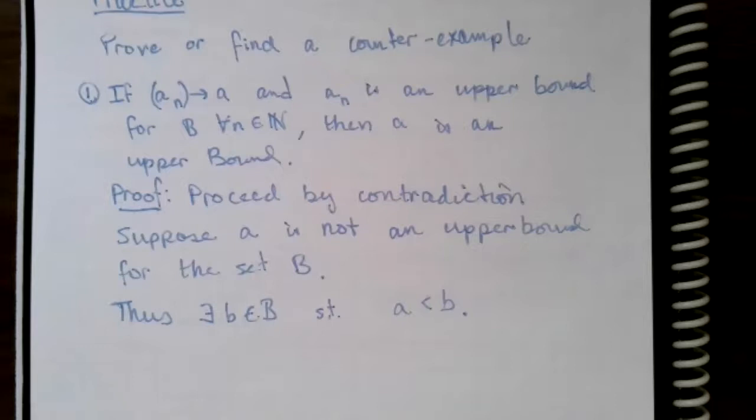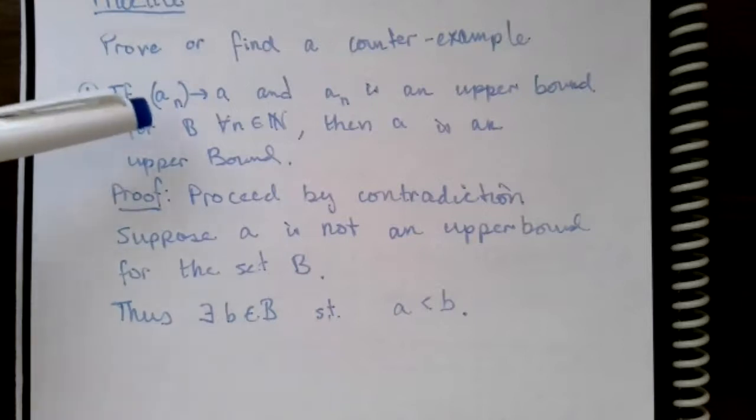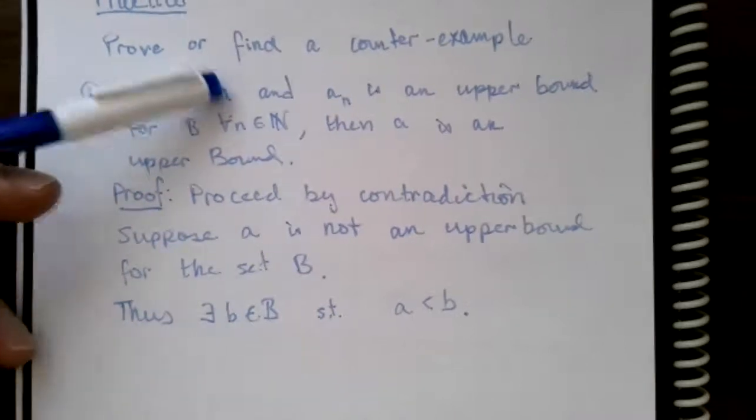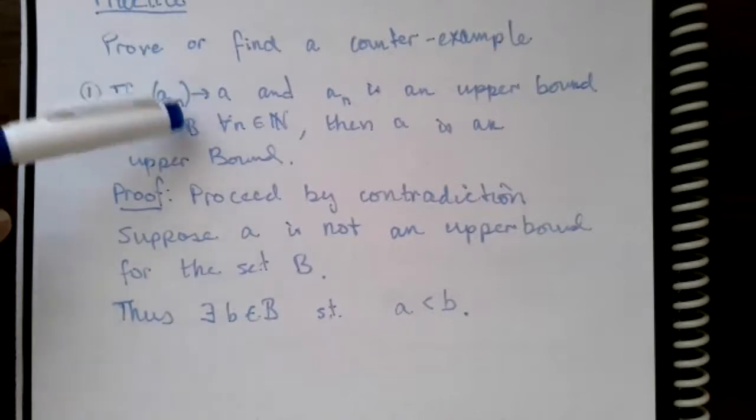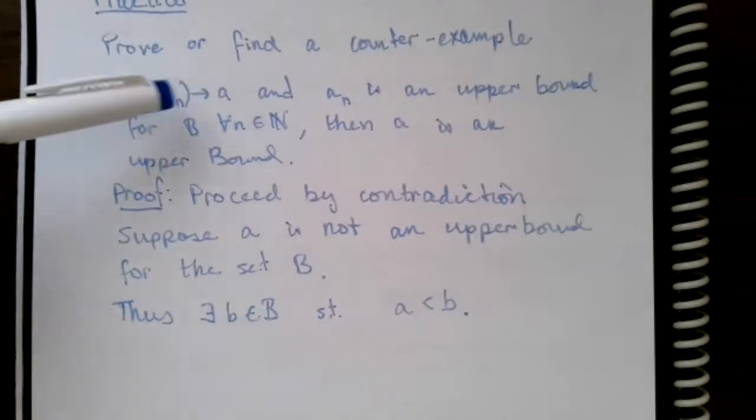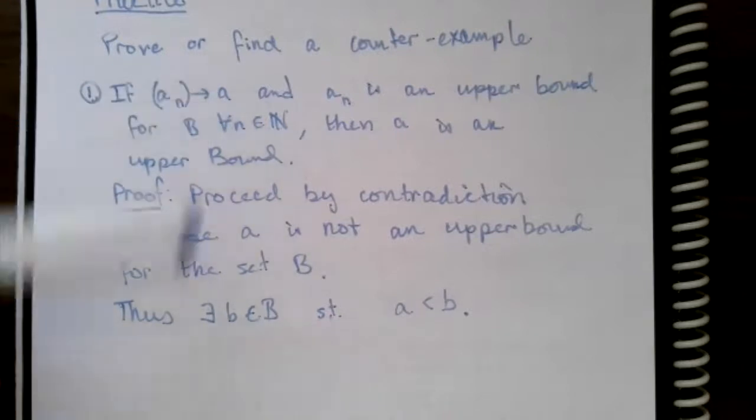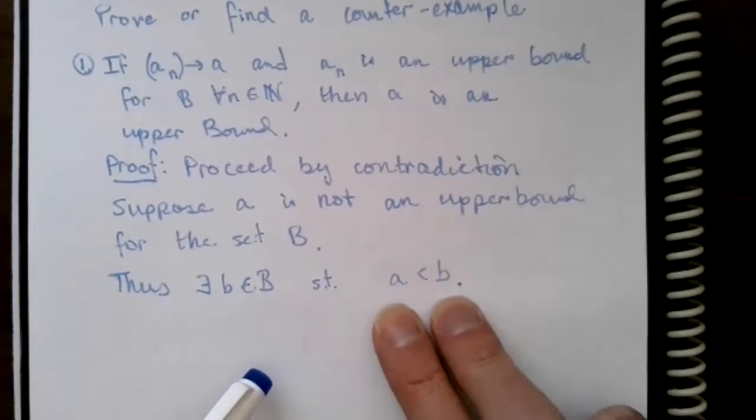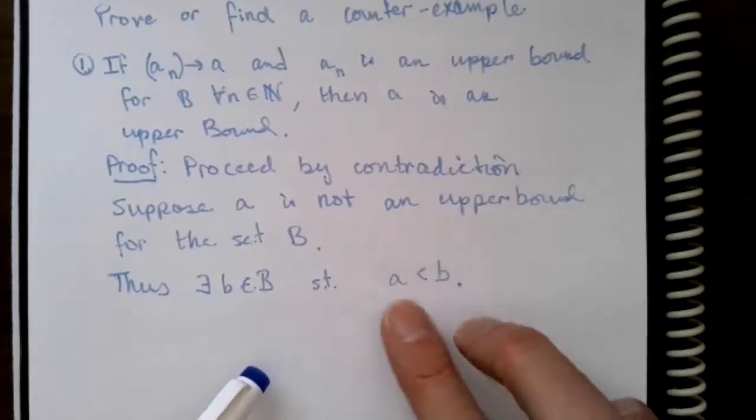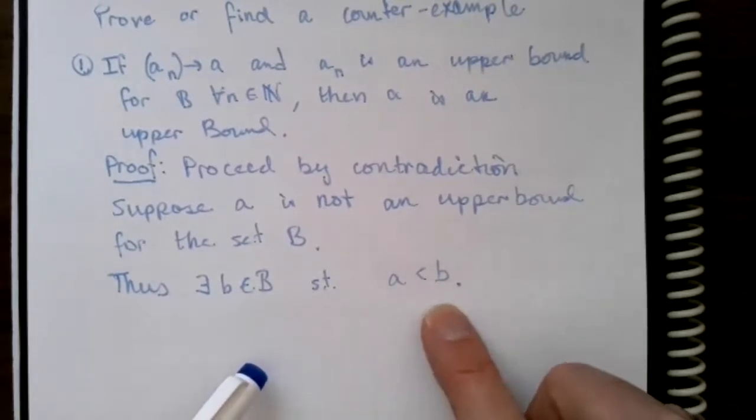Let me throw out a little scratch work here. A couple of things I know. The A sub n's converge to A. So the A sub n's can be made arbitrarily close to A. How close? Well, since A is less than B, maybe I can do something about the distance between A and this element B.